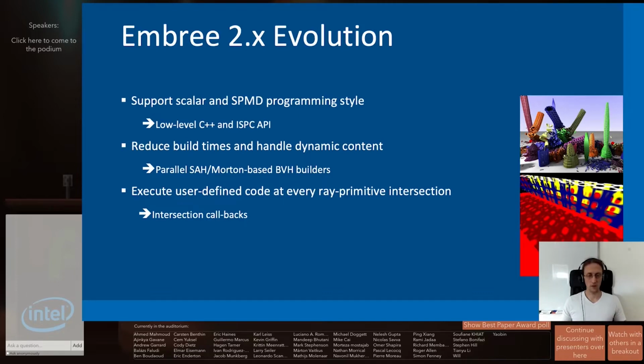Based on the Torch project, it became clear that we had to efficiently support dynamic scenes. So we spent quite a bit of time on optimizing our parallel BVH builders. Also, users gave us feedback that they wanted more flexibility. For example, they wanted to do something with a ray primitive intersection, right? They wanted to discard it to support alpha transparency and things like that. So we introduced the intersection callbacks.